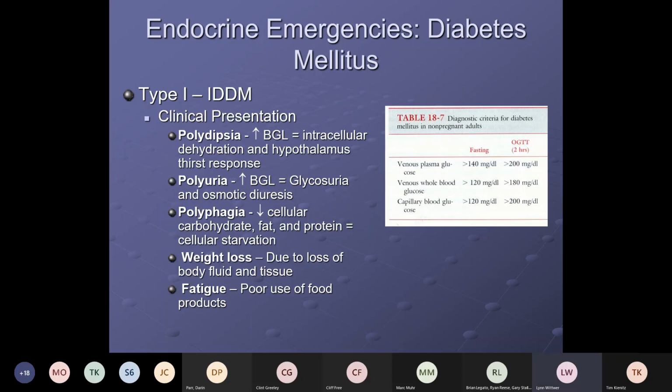Classic presentation of diabetes hasn't changed. It's still polydipsia. So they have an increased hypothalamic thirst response because of intracellular dehydration. Here's the basic rule with it. Diabetes, especially as you get to ketoacidosis, essentially this is a dehydrational disease. So they're all water short.